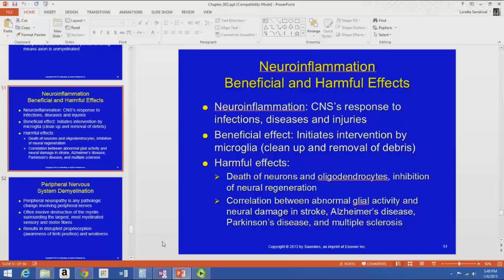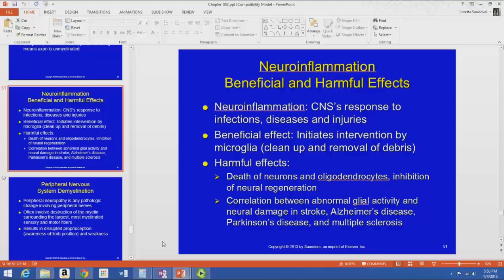In the last section, we talked a little bit about abnormal glial activity and neural damage with different diseases. So just like the rest of the body, when we get infection, disease, or injuries, the body produces inflammation to deal with it. The central nervous system also has its own neuroinflammation to respond to infection, disease, and injuries. So the beneficial effect is that it initiates the signals that call those microglia to clean up and remove debris, but it can also cause the death of neurons and oligodendrocytes and inhibition of neural regeneration.